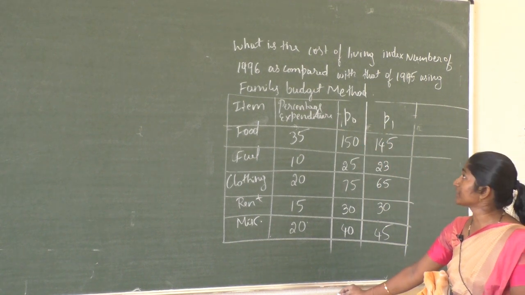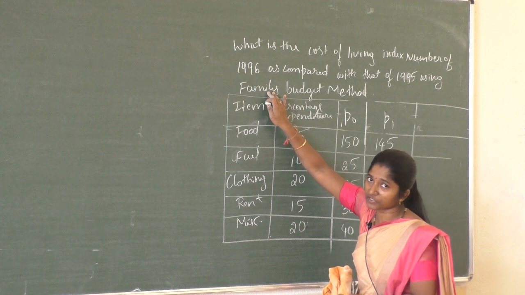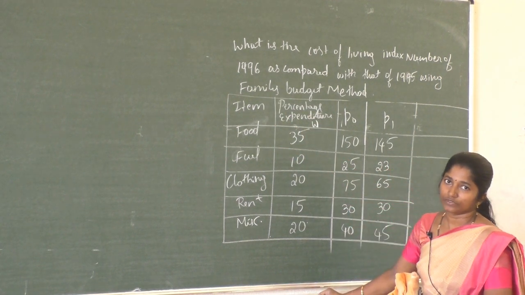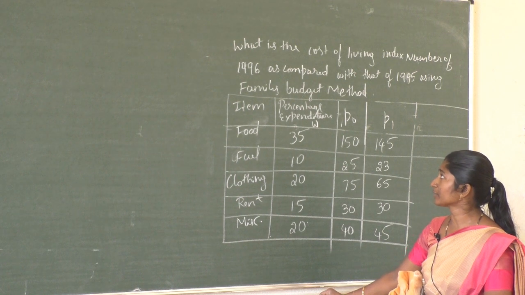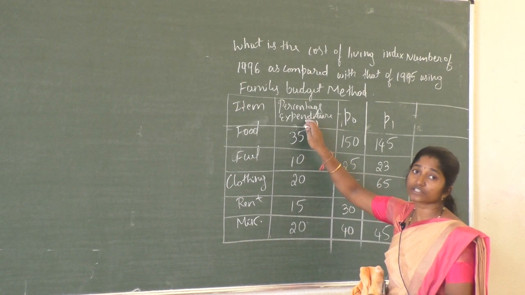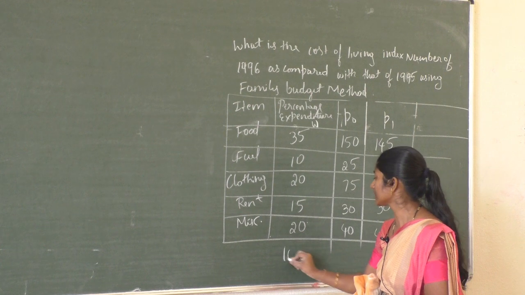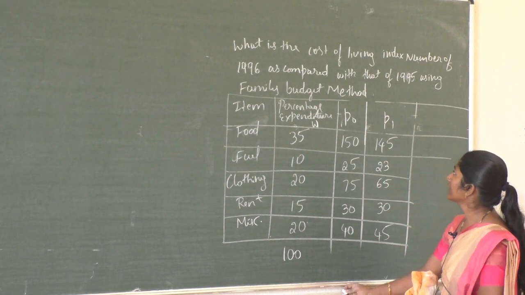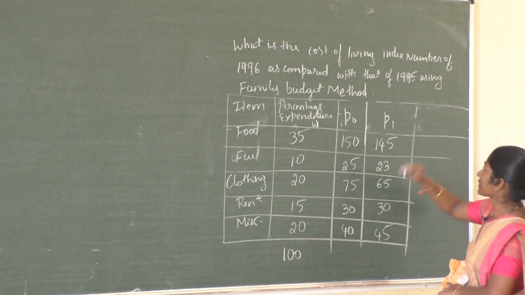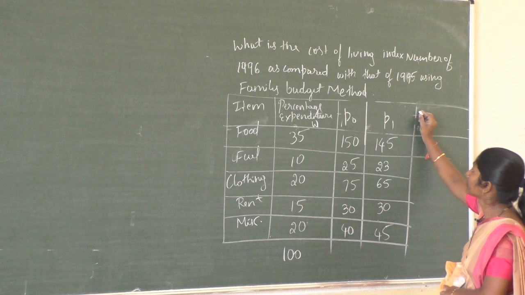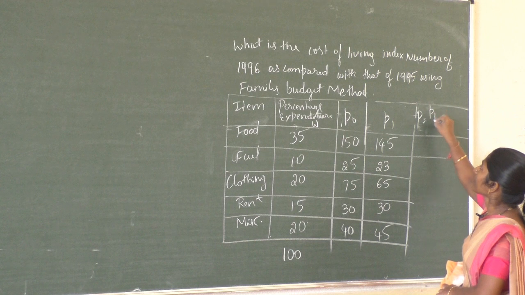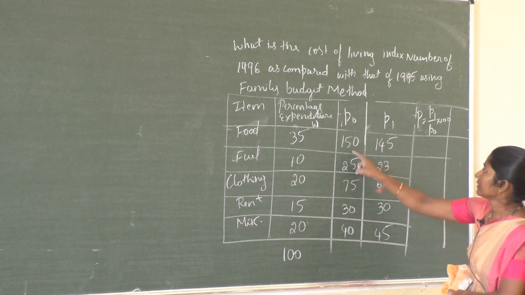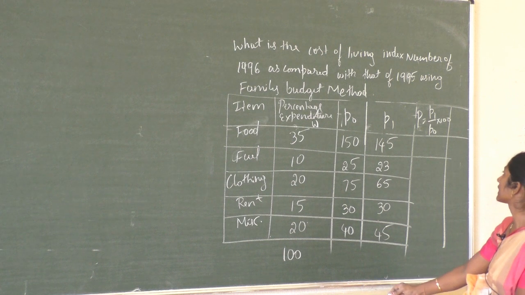Percentage expenditure is given and the family budget method is given. Therefore you have to consider this as W. Expenditure is considered as W. Percentage expenditure means your total is 100. Add these values, you get 100. Same as the previous problem, you have to find the price relative, P1 by P0 into 100. Divide this one and multiply by 100, you will get the answer.